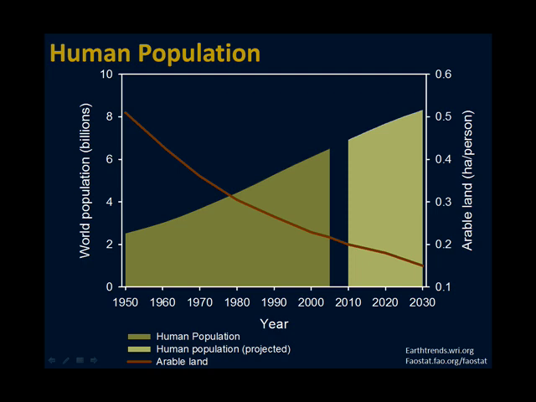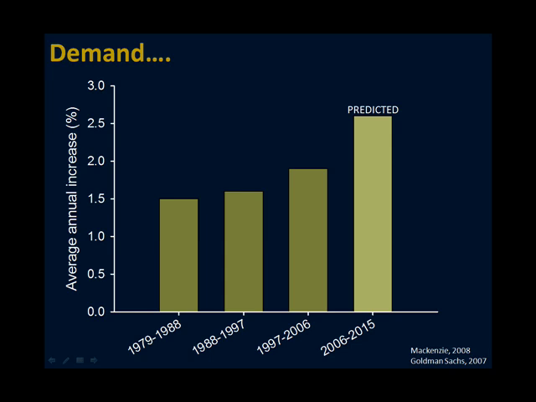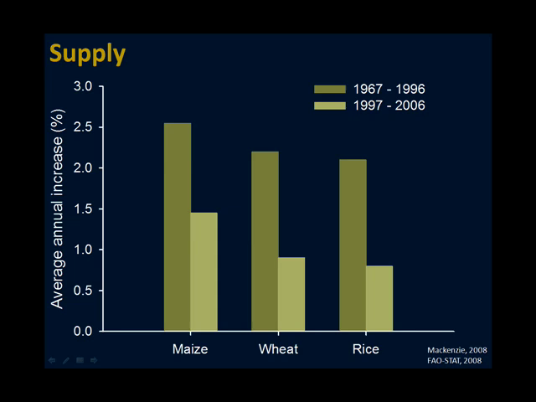Now, the increase in demand has of course grown over the last 30, 50, 100 years, but what is estimated or predicted shows a huge jump in the demand. Between 2006 and 2015, it is estimated that we could see increases in the demand upwards of 2.5%, which is far more than the 1.5% annual increases that we saw in the 1980s. Now, we have been increasing our supply on a yearly basis. However, not quite like how we used to in the 1960s and 70s.